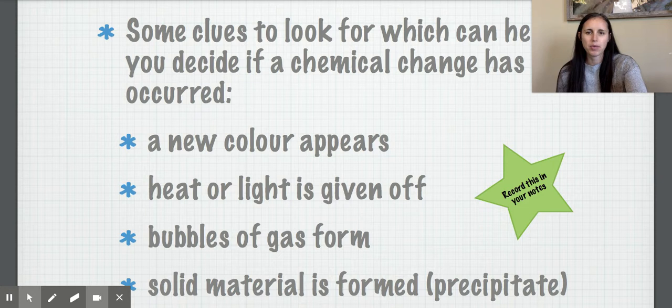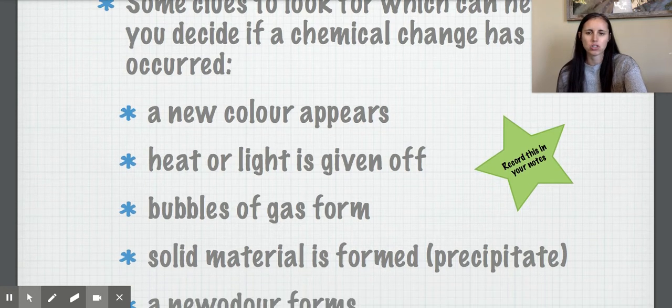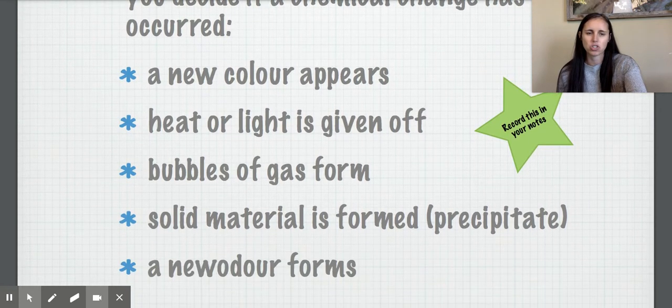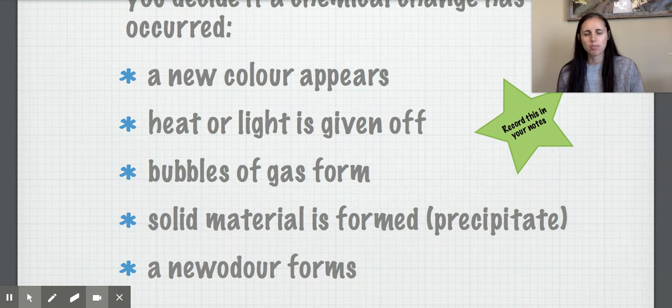Some clues that we might want to look for to decide if there's a chemical change. These are always the signs of a chemical change. These are actually really important to understand because you're going to use these all the way up to grade 12 to see if a new substance has been formed. So if a new color appears, then it's considered to be a chemical change. This is an unexpected color you didn't think that you were going to see. It's not the same as dyeing something another color.